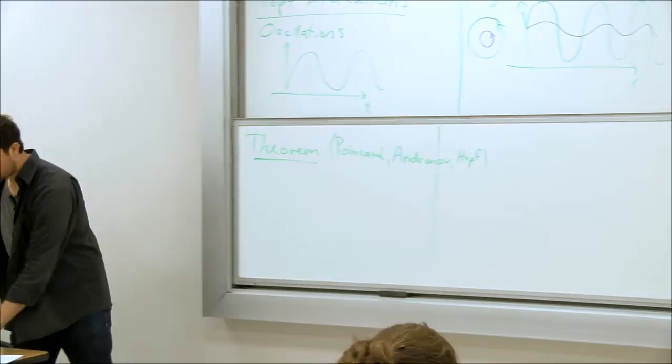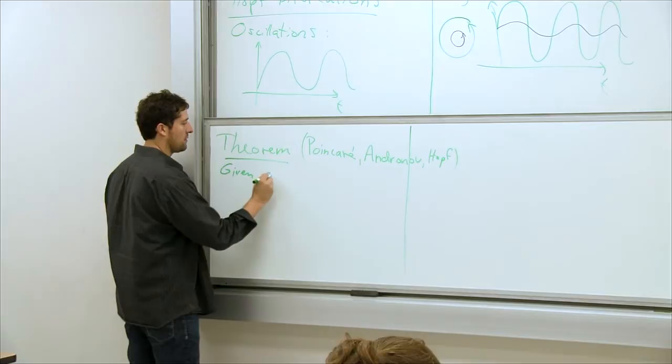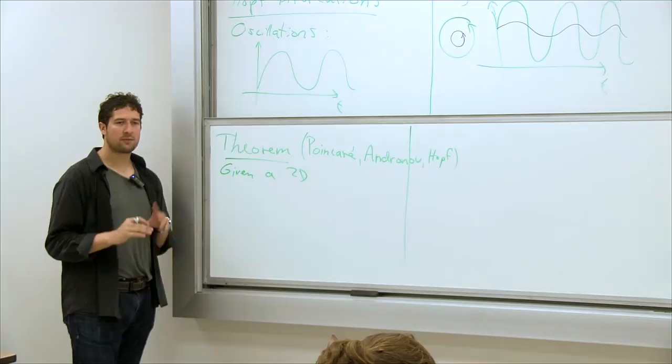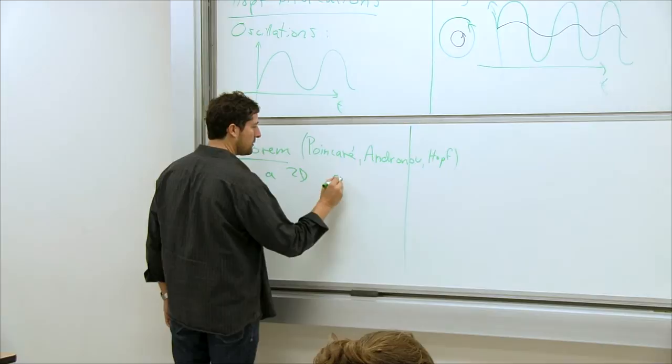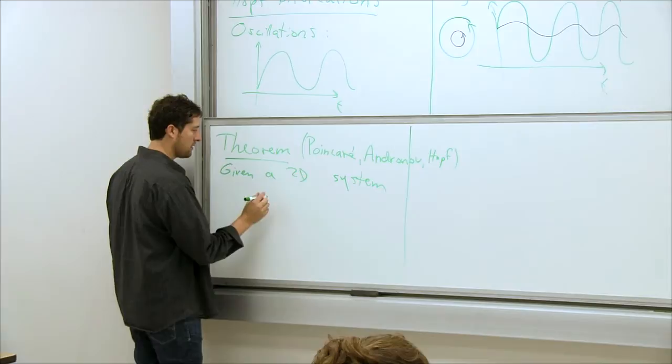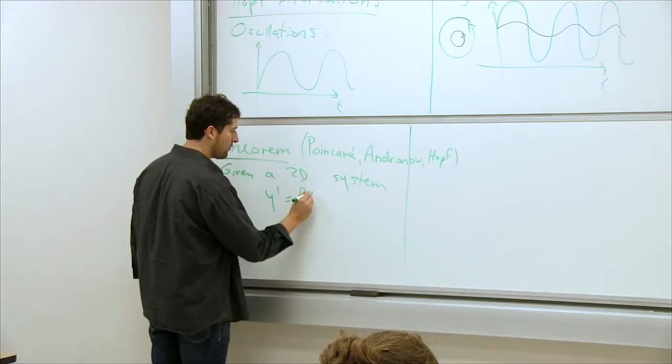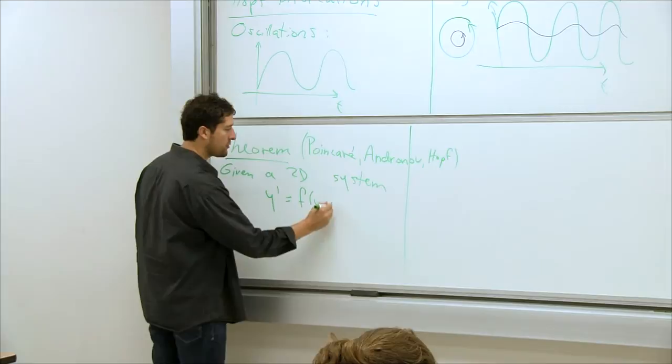Okay, so here's the thing. You have a dynamical system, and we're going to state it in 2D just to make it simple, but the same kind of result can be stated very similarly in more dimensions. But let's just keep it manageable in two-dimensional systems. So given a two-dimensional system, let's say y prime equals f of y. And I'm going to introduce something that we have not talked about much before, a parameter. Okay, so this thing is a parameter.